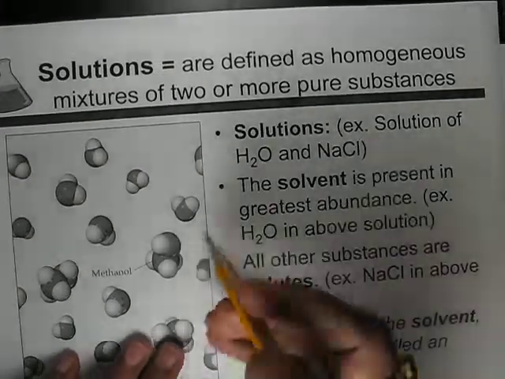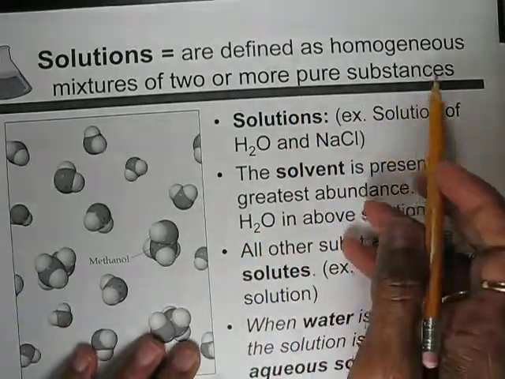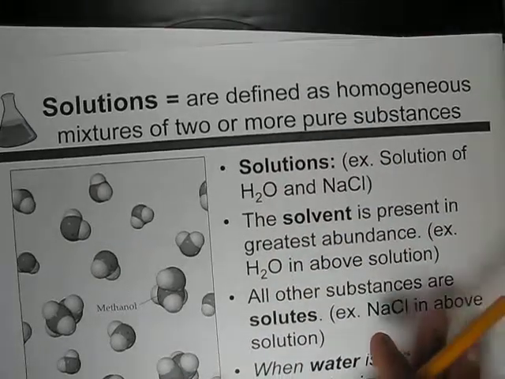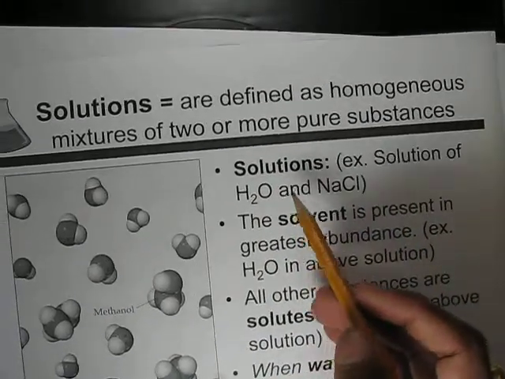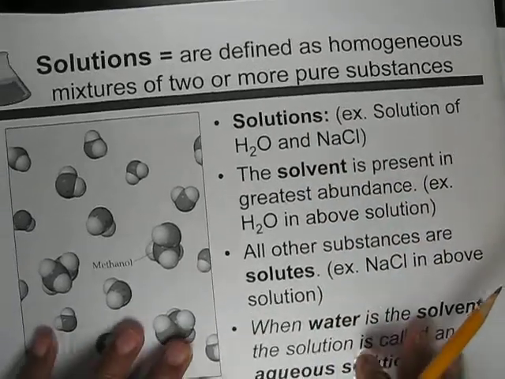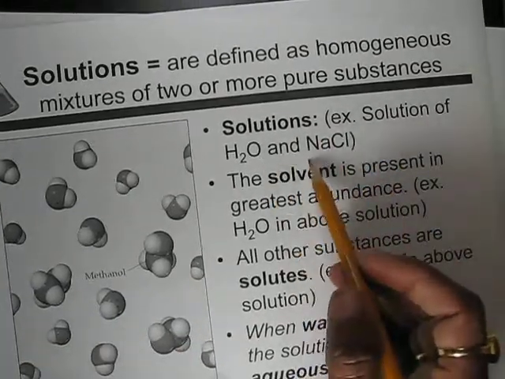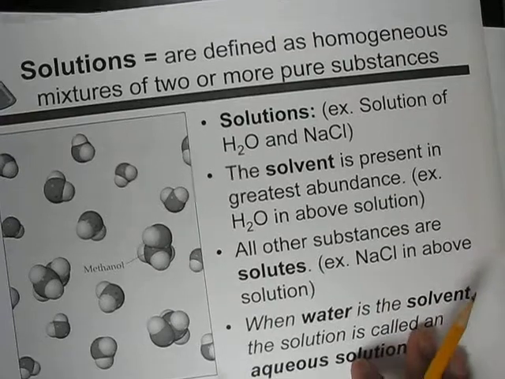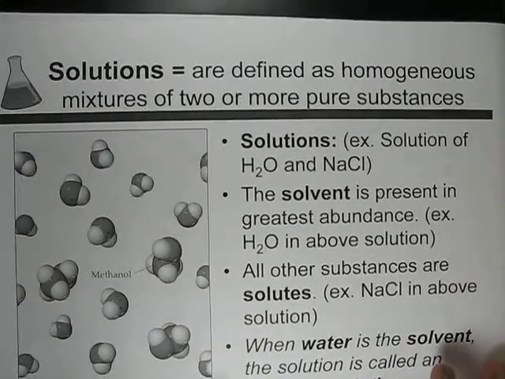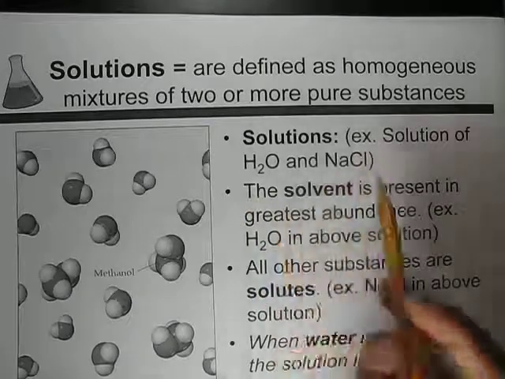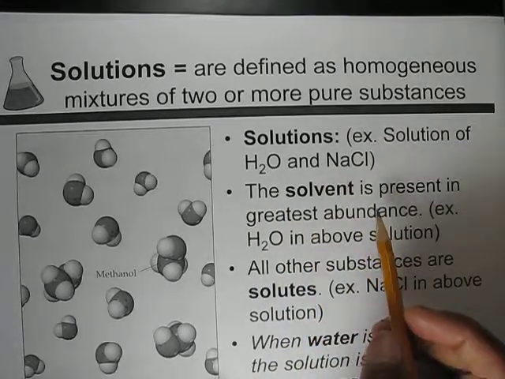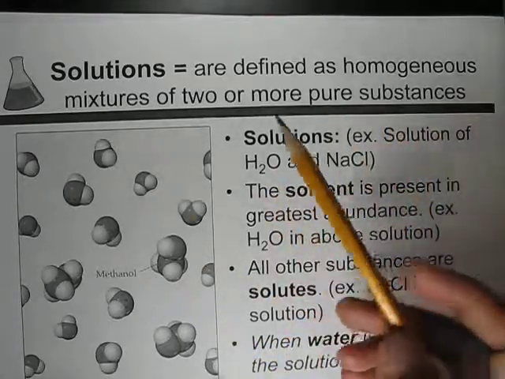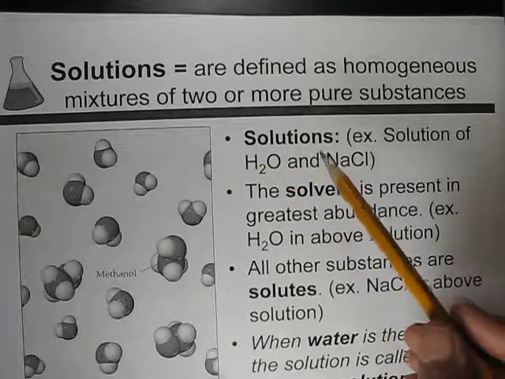A solution is defined as a homogeneous mixture of two or more pure substances. For example, a solution of sodium chloride in water. Sodium chloride is a salt which we eat. When we dissolve this in water, it completely mixes in the water, and that is called a solution, because it is homogeneous. You cannot see the solid sodium chloride in the water.